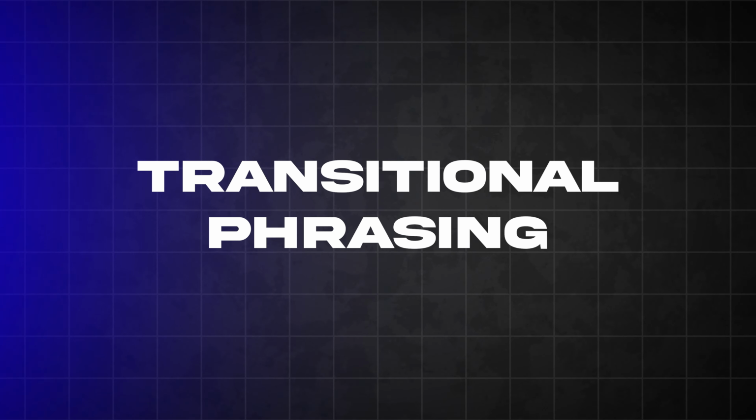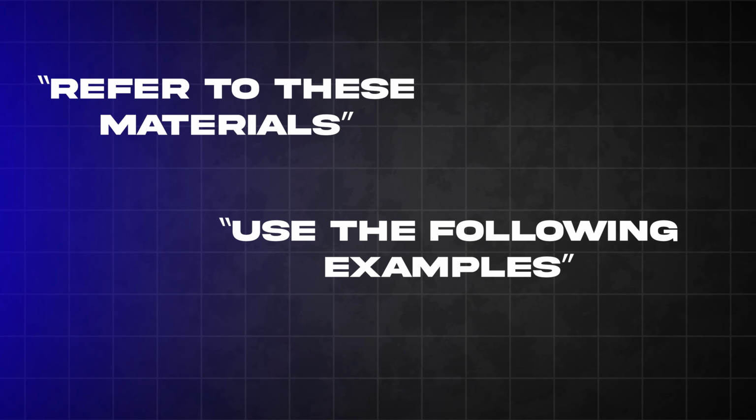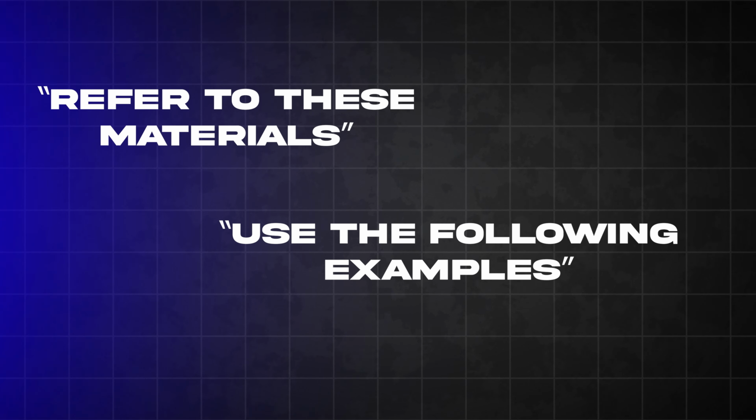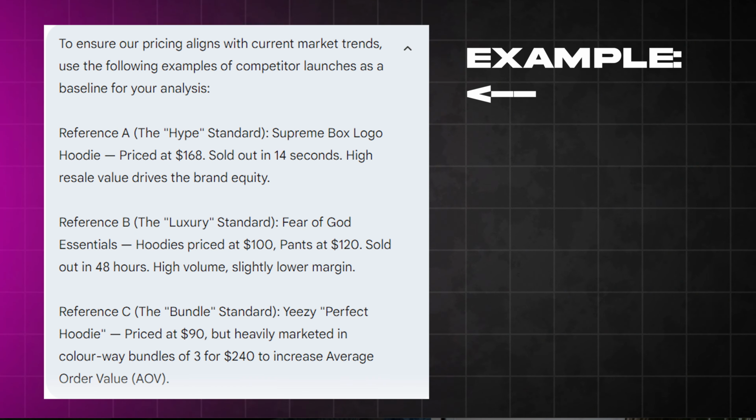The first one is transitional phrasing. You put your prompt as you would normally, followed by some sort of phrase such as, refer to these materials, or use the following examples. The idea is you want the AI tool to know this is a reference and not part of the prompt instructions. So using a transitional phrase just really helps to separate that.